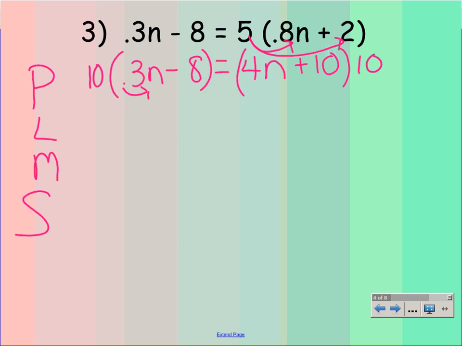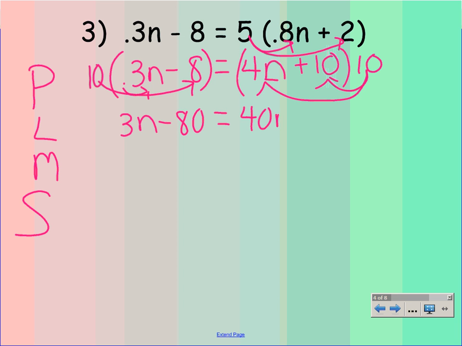So we end up with 3n minus 80, which is equal to, don't forget to distribute. Let me show you where that came from, just in case you're wondering. 10 times 10 and 10 times 4n. So we end up with what? 40n plus 100. Now, from this step, we can solve by combining our terms.